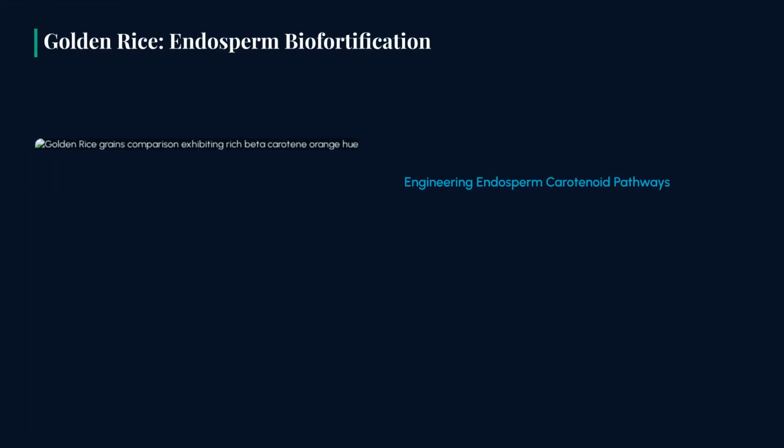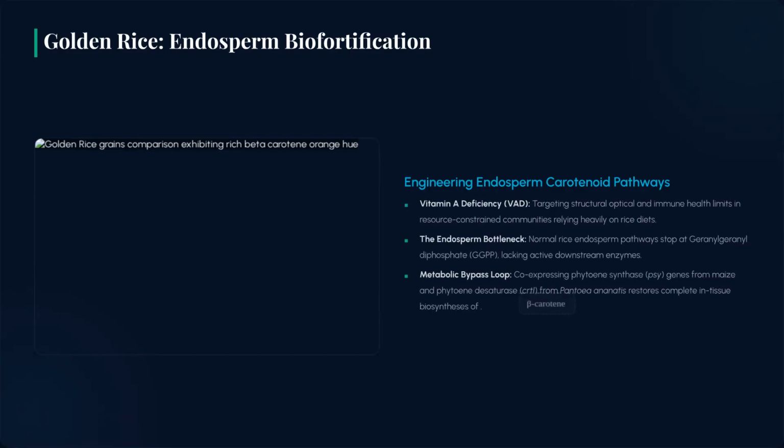Golden rice addresses vitamin A deficiency by engineering endosperm carotenoid pathways. It utilizes a metabolic bypass loop involving genes from maize and Pantoea ananatis to restore the synthesis of beta-carotene, giving the rice its orange hue.